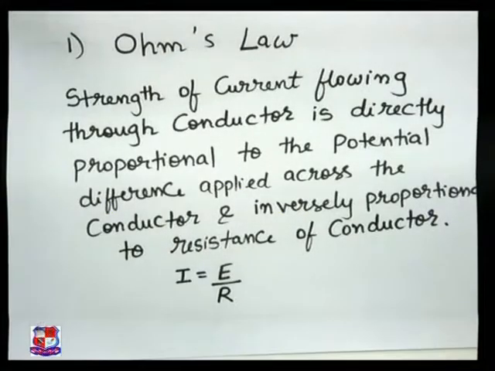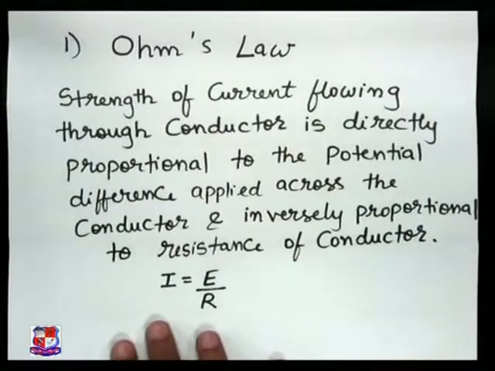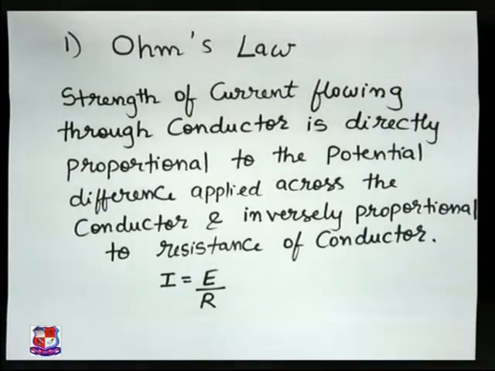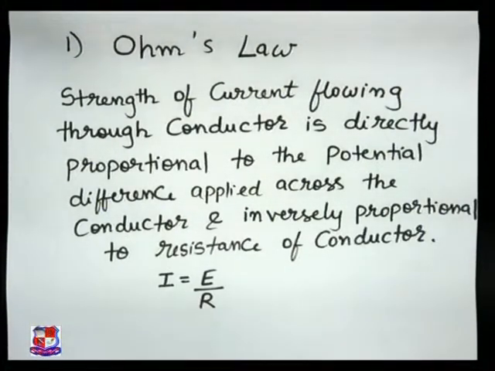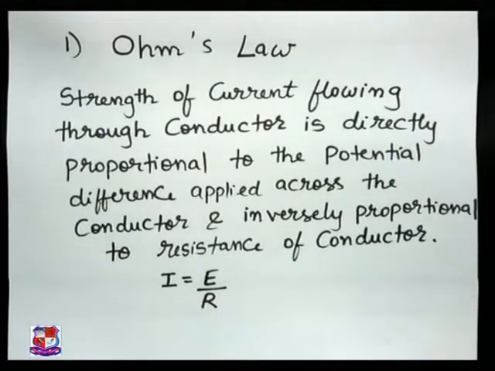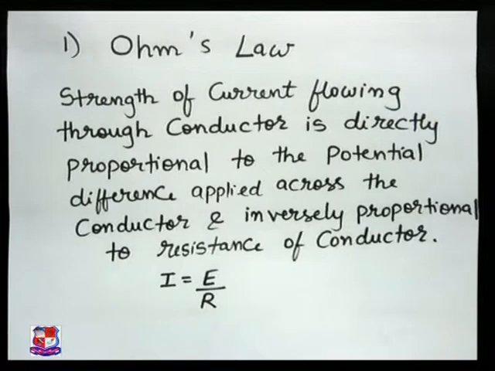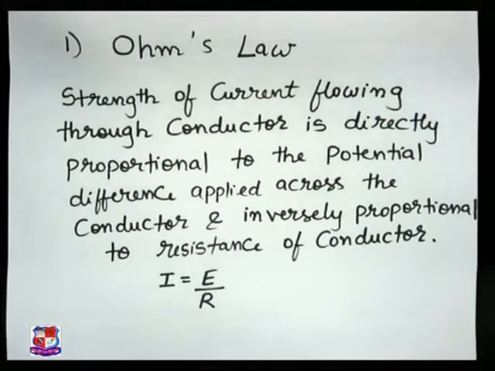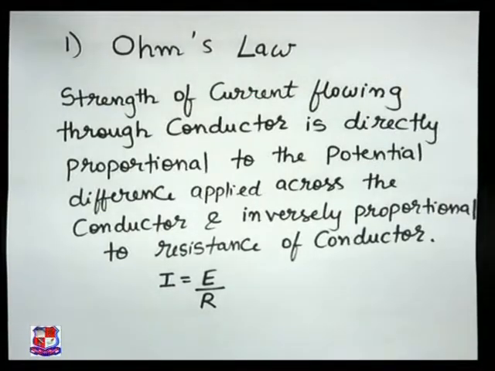The strength of the current flowing through a conductor is directly proportional to the potential difference applied across the conductor and inversely proportional to the resistance of the conductor, that is I equals E upon R. E is the potential difference, R is the resistance and I is the current strength.